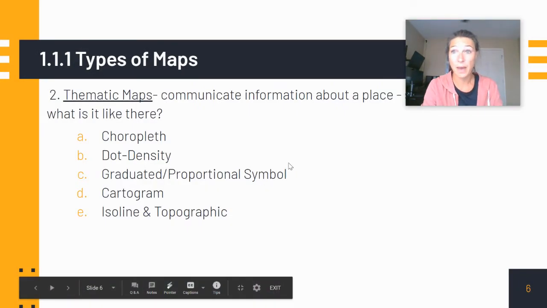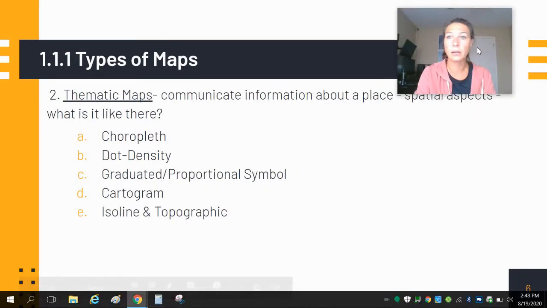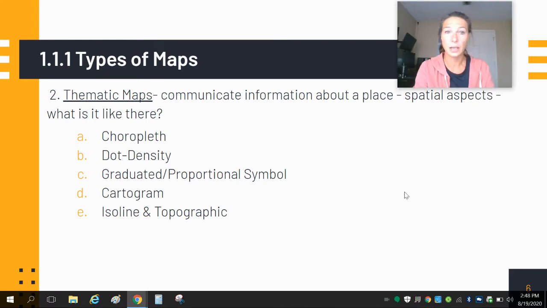The fun maps are thematic maps. And if you did your reading first, you probably have an idea of what these maps are, but you don't have any visual representation of what the maps are. And so my goal is to kind of show you what they are. So a thematic map communicates information about a place. So what are the spatial aspects? What is it like there?